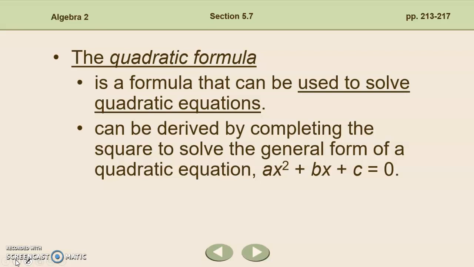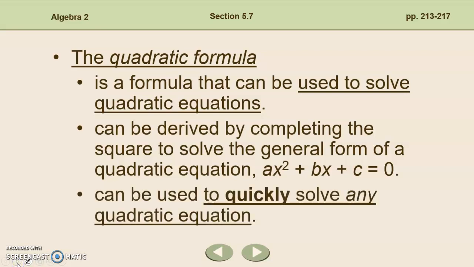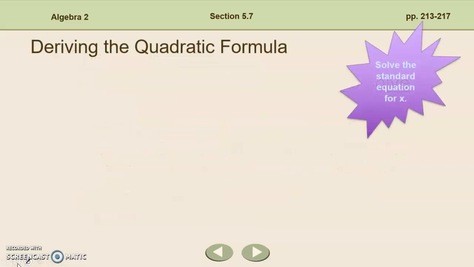We looked at completing the square last class, and we can complete the square of the general form of our quadratic equation to come up with our quadratic formula. This can be used to quickly solve any quadratic equation. So if you're stuck, you can't figure out how to factor something, you can't figure out how to complete the square, you can go to the quadratic formula.